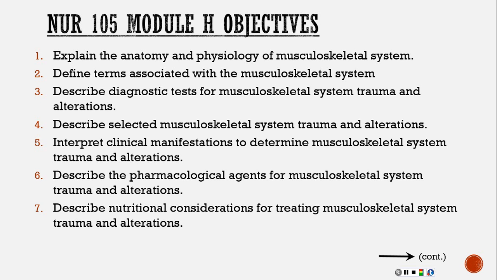You should be able to describe selected musculoskeletal system traumas and their alterations, and also interpret clinical manifestations that are used to determine and diagnose musculoskeletal system traumas and alterations, and also the pharmacological agents that we use to treat. Also the nutritional considerations used in the treatment.